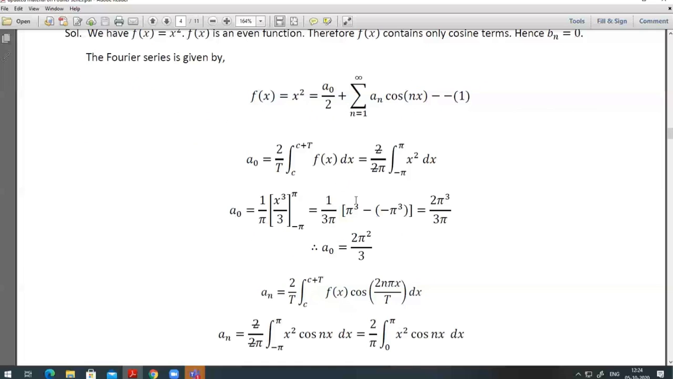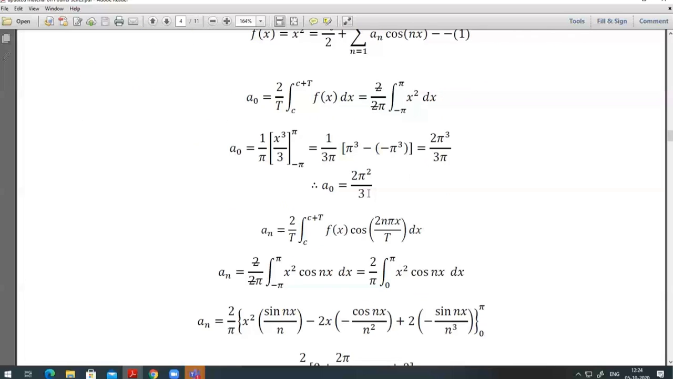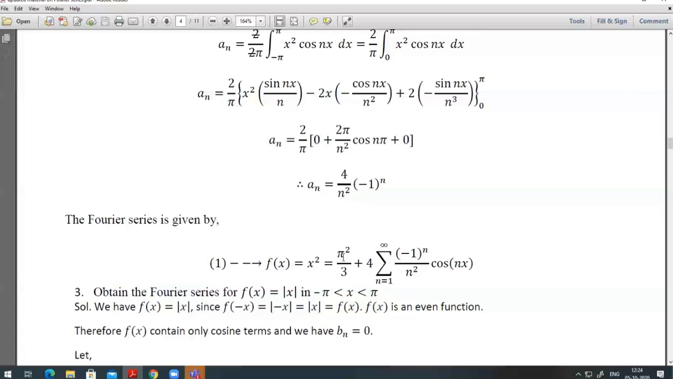So substitute a0 is 2 pi square by 3, so a0 by 2 becomes pi square by 3, the 2 gets cancelled, plus 4 is constant, you can take 4 outside, summation n from 1 to infinity minus 1 power n by n square into cos nx. As n takes the values, we get a series. So this is the required Fourier series expansion for the function x square in the interval minus pi to pi with period 2 pi.